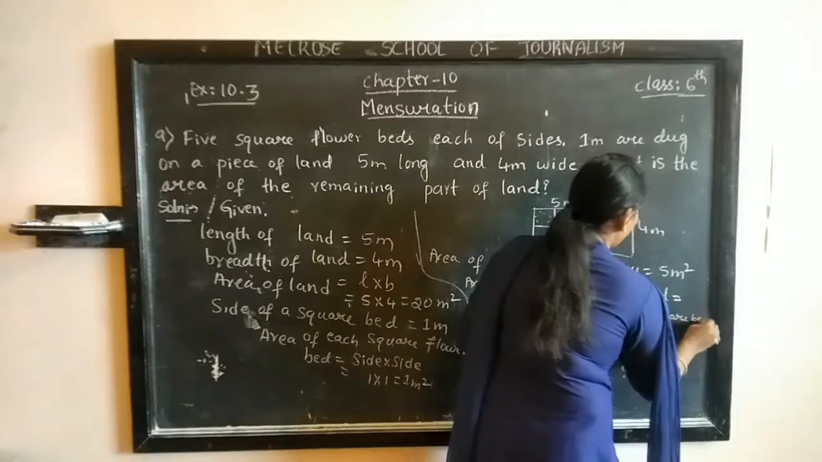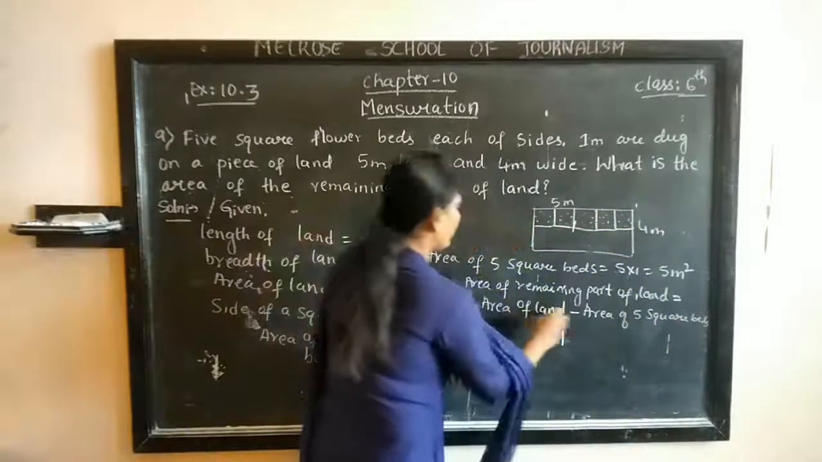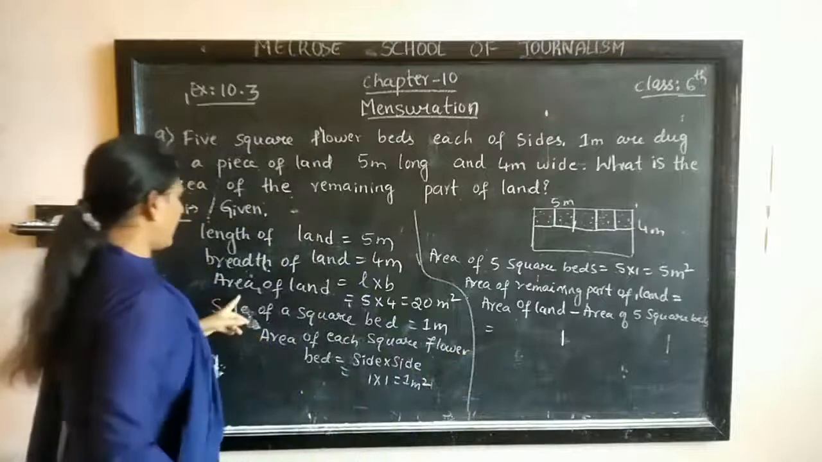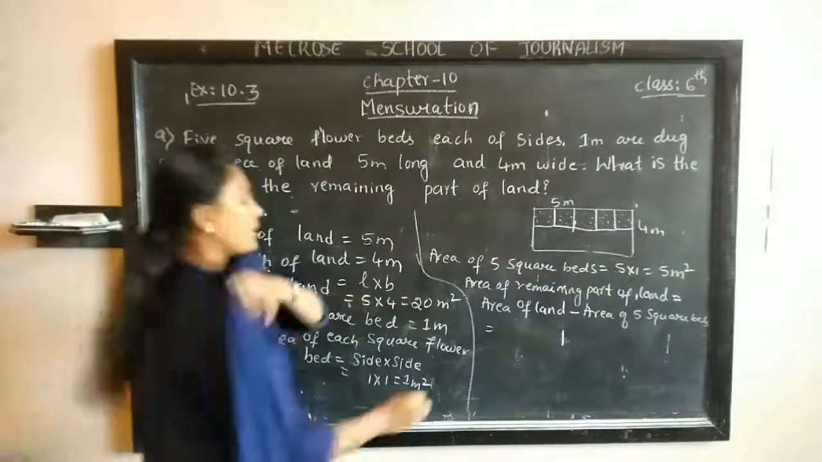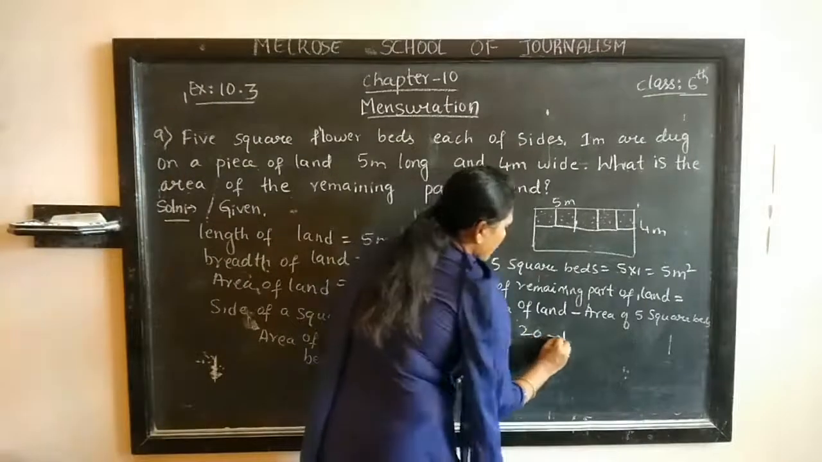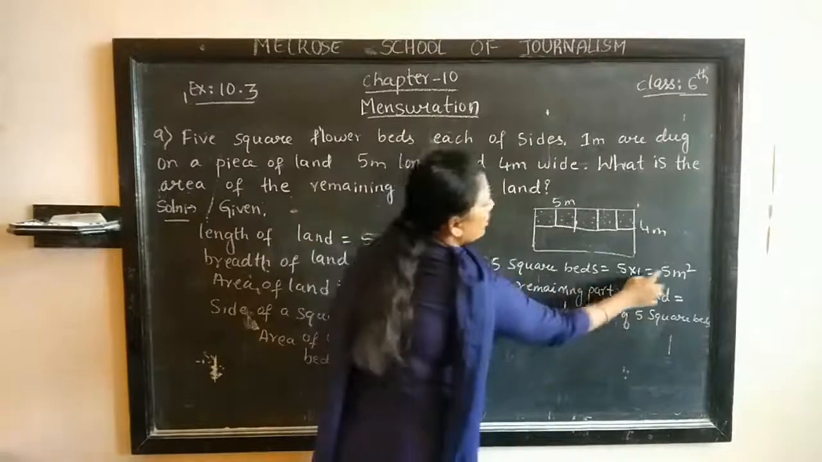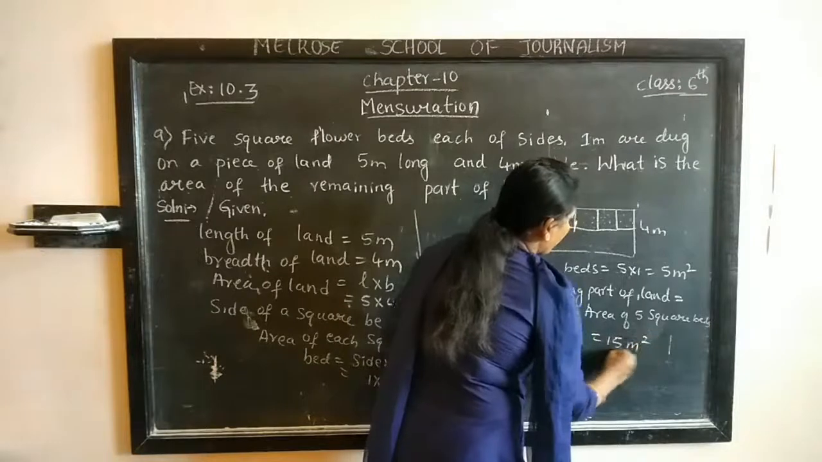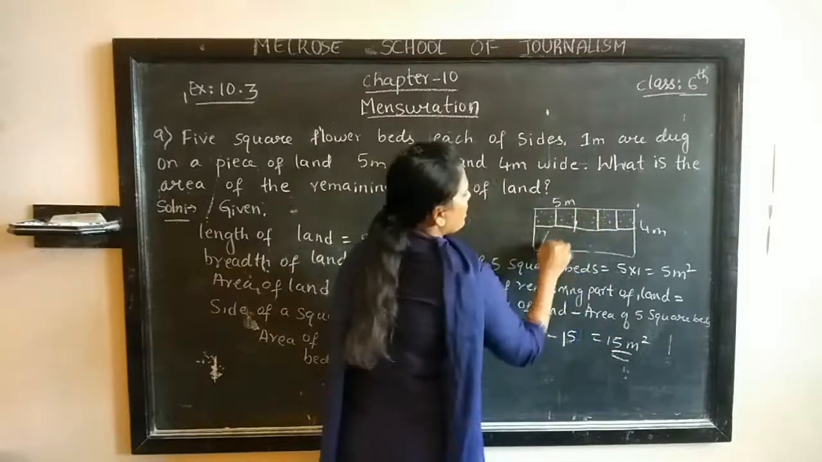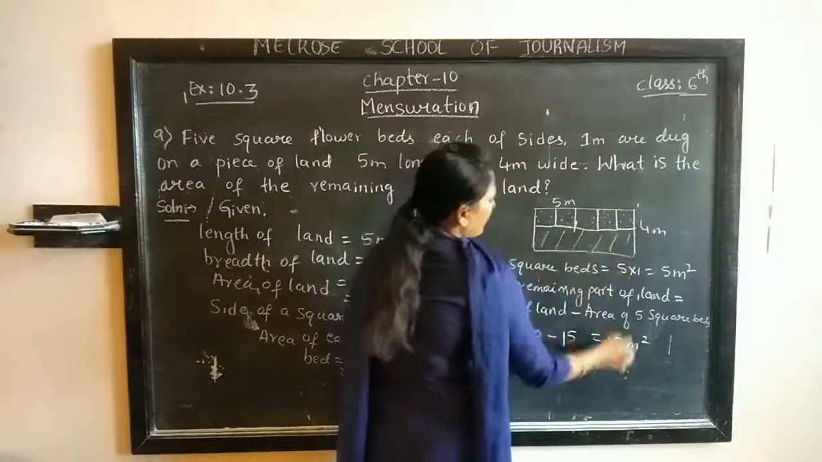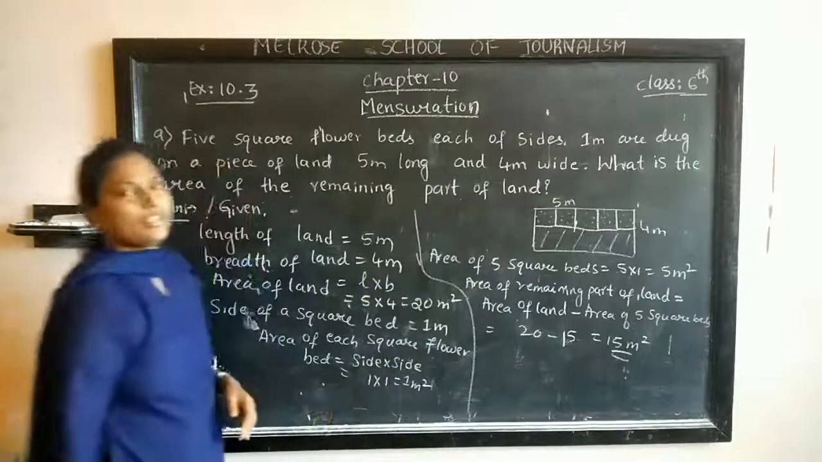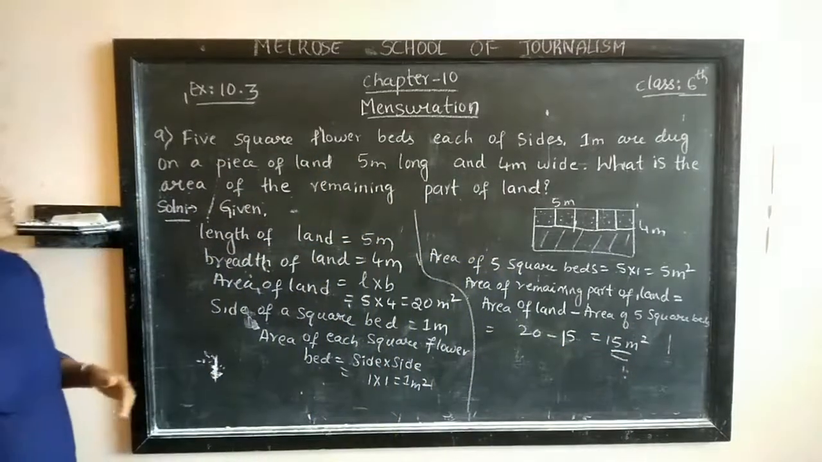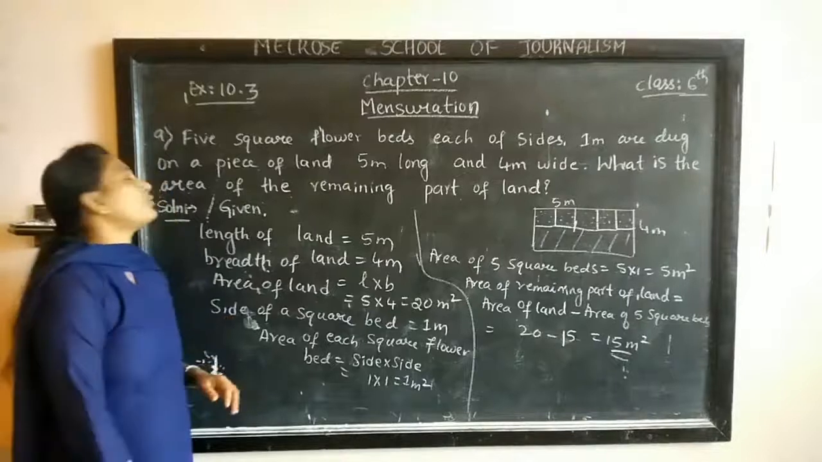Just substitute here. What is the area of the land given? Area of the land is 20 meter square minus area of 5 square beds, which is 5. 20 minus 5 is 15 meter square. So after this covering, this part remaining is 15 meter square. Clear? So simple it is. Next we'll move to the 10th question.